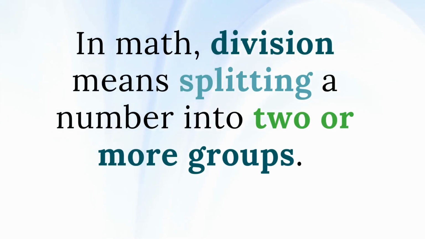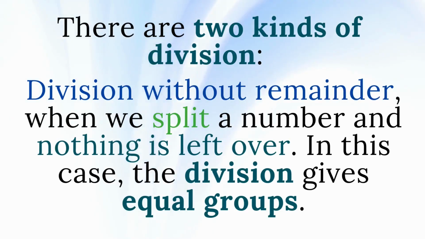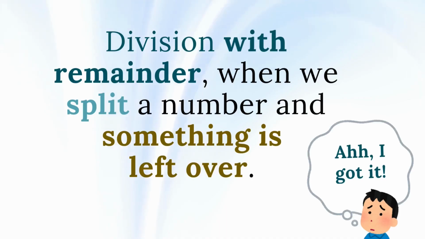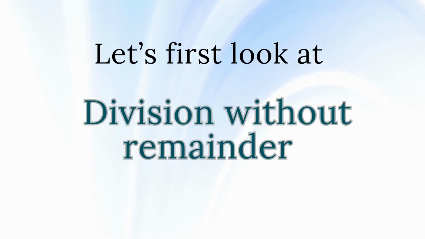In math, division means splitting a number into 2 or more groups. There are 2 kinds of division. Division without remainder, when we split a number and nothing is left over. In this case, the division gives equal groups. Division with remainder, when we split a number and something is left over. Let's first look at division without remainder.